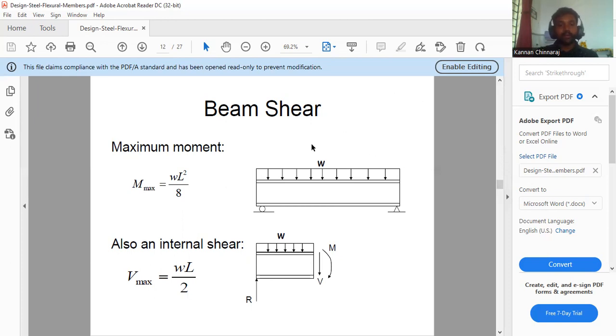After that, you can take the moment at midpoint. Then only you can get the value WL squared by 8. If you find the moment at the supports, support A and B, you get the values 0 and 0. At support A the minimum is 0, and at support B the minimum is also 0. Also, the internal shear of the beam section is WL by 2.